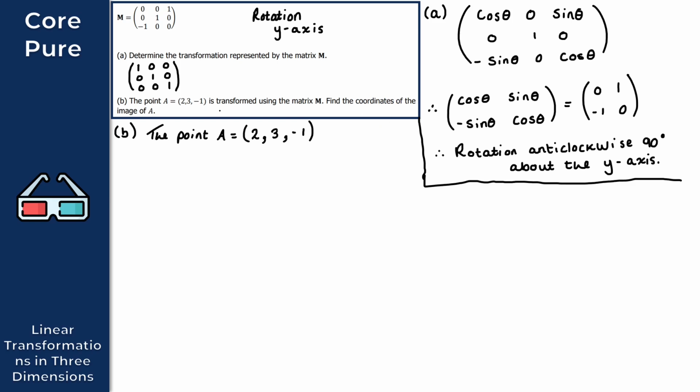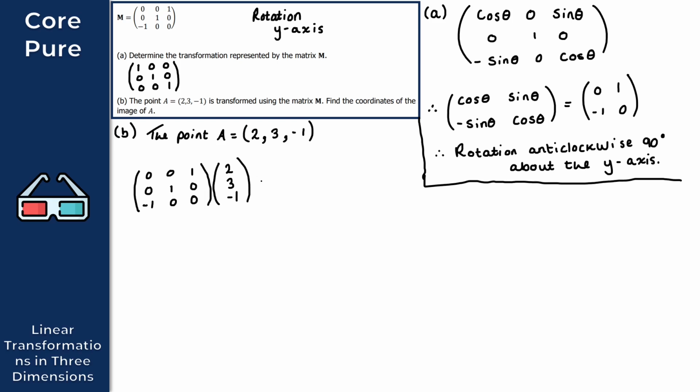So to find the coordinates of the image of A here, we need to use matrix multiplication. So what we do here then is we take the matrix M. So let's just write this down here. So we have 0, 0, 1, 0, 1, 0, and then finally minus 1, 0, 0 here. So this matrix here then is the matrix M. And now we take the point A. If we represent that as a matrix here, what we have then is 2, 3, minus 1. And we multiply these matrices together here.